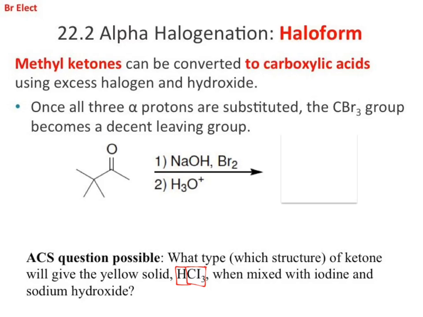A similar type question is what's written here. What type of structure or which of the following structures would give a yellow solid when mixed with iodine and sodium hydroxide? What they're really asking for is this haloform test. Okay? We can make it more specific to whatever halogen we were using. So more than likely you'd see it as the iodoform test, okay? Because iodine is being added instead of bromine. Okay? Questions about that one?